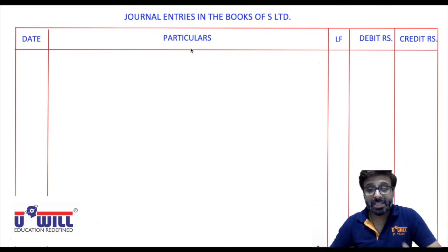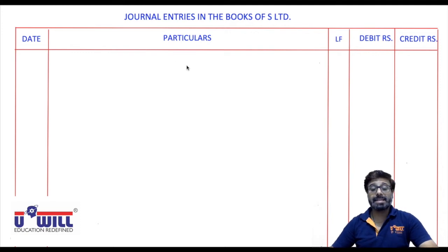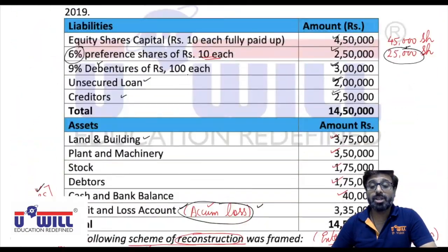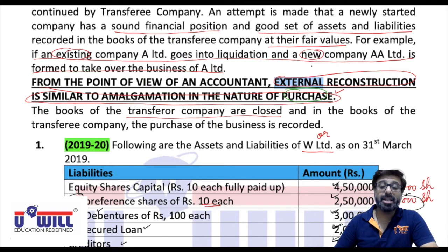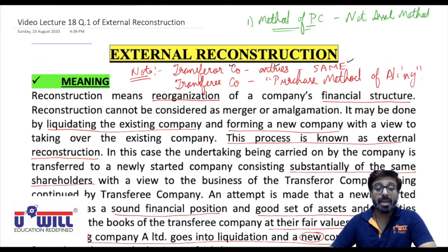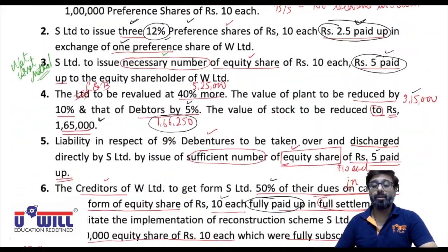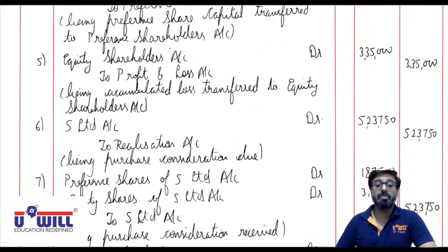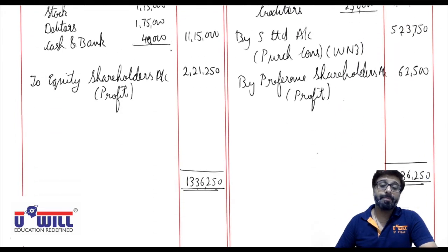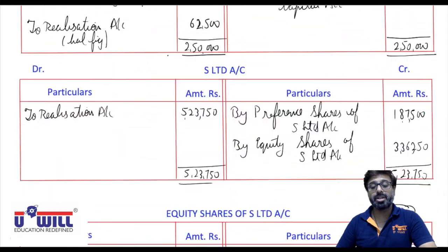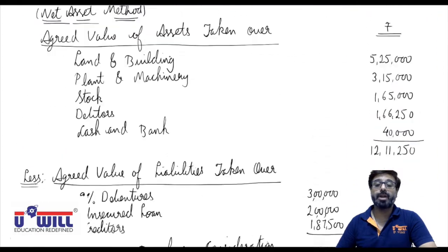Now, journal entries in the books of S Limited, I hope everyone has made the format. Here, as it is amalgamation in the nature of merger or purchase, it's an external reconstruction, and we discussed. As it is an external reconstruction, we are going to do purchase method of accounting only in the books of transferee company. We don't have to verify is it amalgamation in the nature of merger or purchase blindly. In any question of external reconstruction, we have to follow purchase method of accounting.